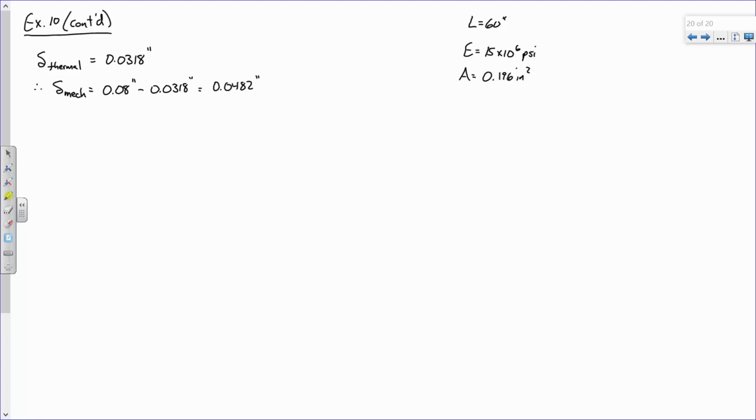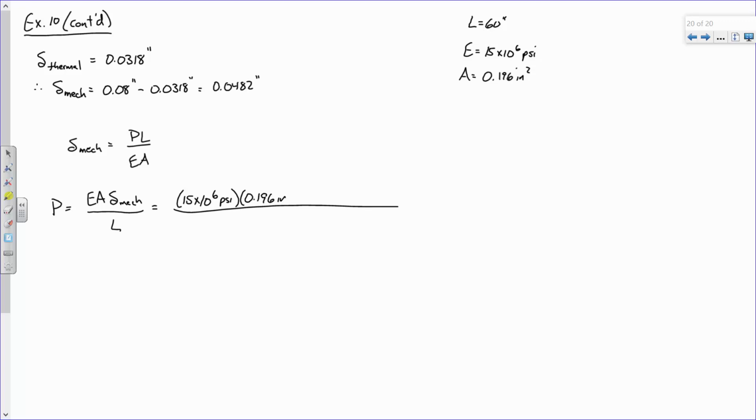So if delta mechanical is PL over EA, P is EA delta mechanical over L. That's a similar formula to what we just used, just flip and multiply. So we got 15 times 10 to the 6 psi, 0.196 square inches, 0.0482 inches, and we got 60 inches.